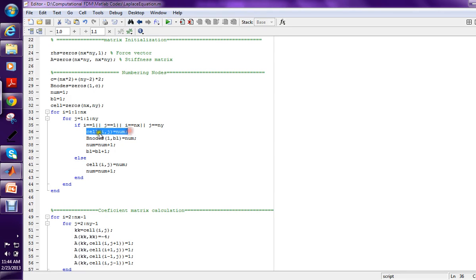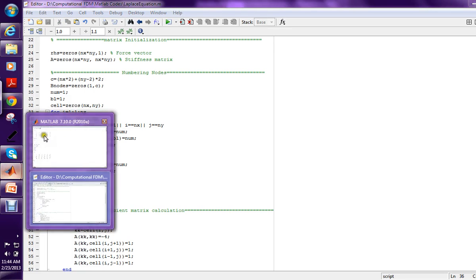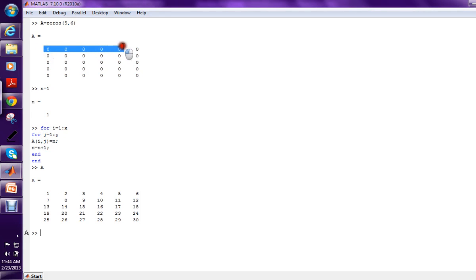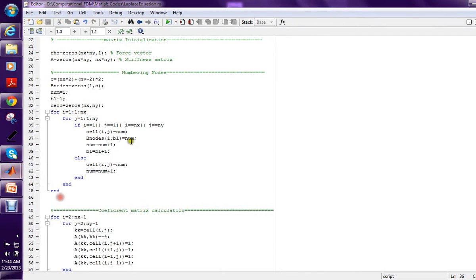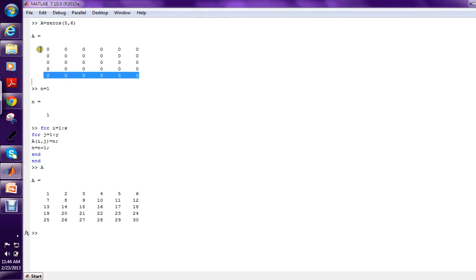Cell i is equal to numbering plus 1, you know all about that, and boundary values. If i equals 1, or j equals 1, that means if the row is 1, all the columns in row 1 are boundary values, and all the columns in row nx, that means i equal to nx, are boundary values, and all the j here are the boundary values.